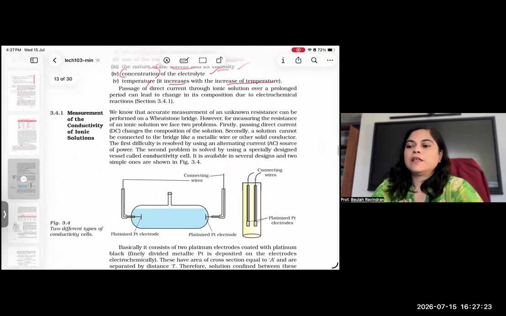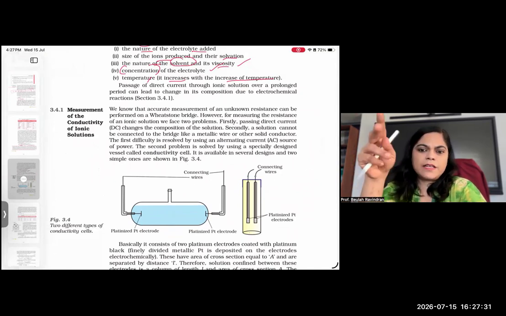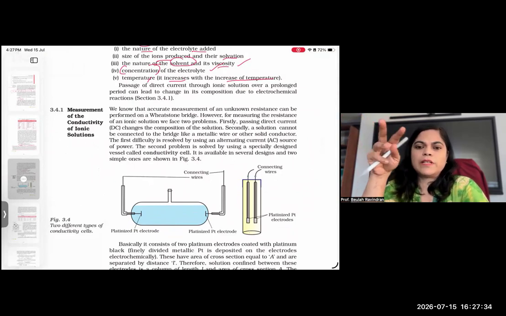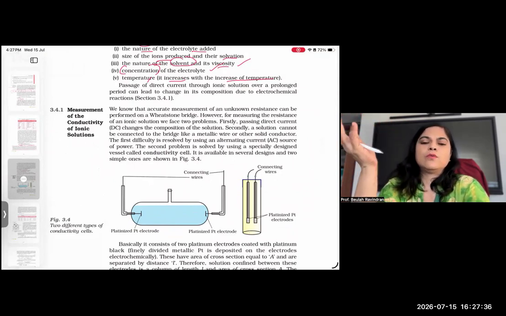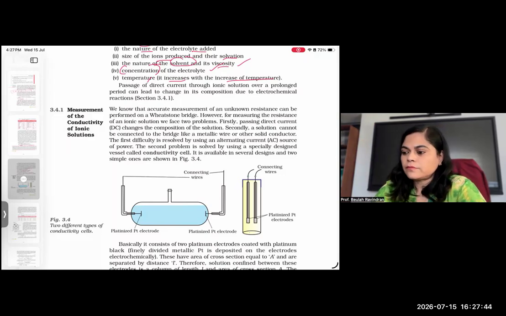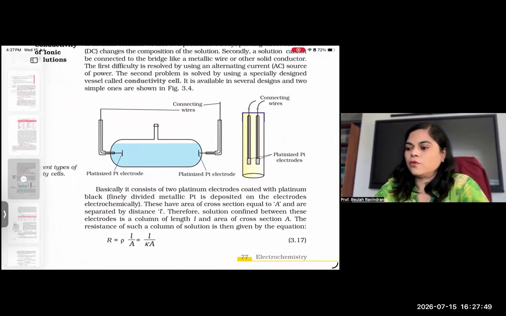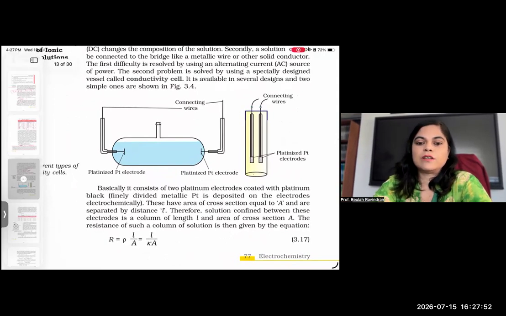Then we'll see how to measure the conductivity of ionic solutions. We saw sugar water and salt water, both look the same, but which conducts electricity, we studied everything, right? So the same here, how are we going to measure the conductivity of ionic solutions? Here it is given in your book what experiment it is. We are going to study the experiment, so let us move on to it.